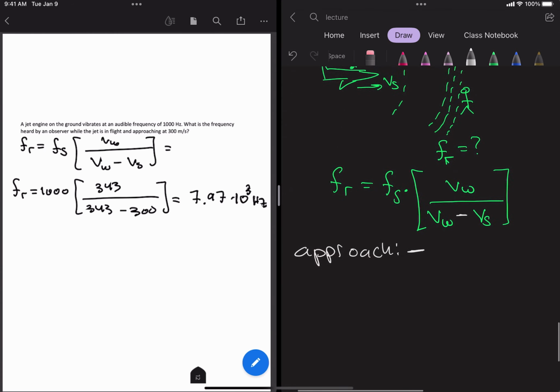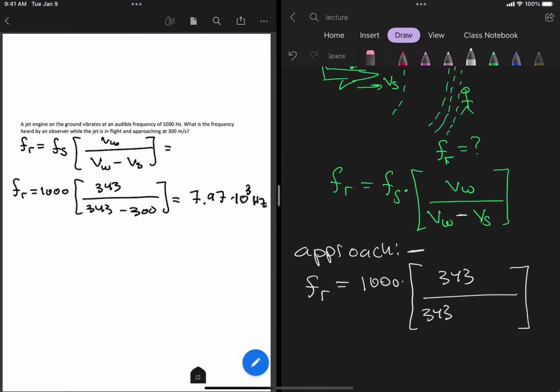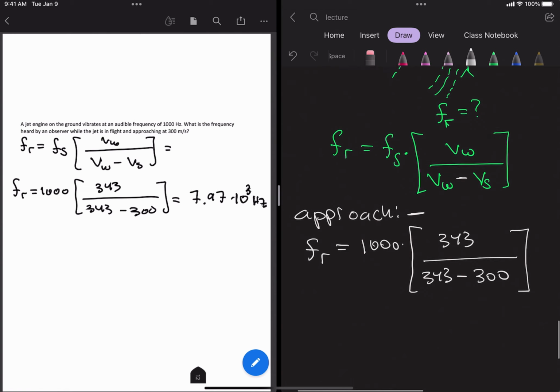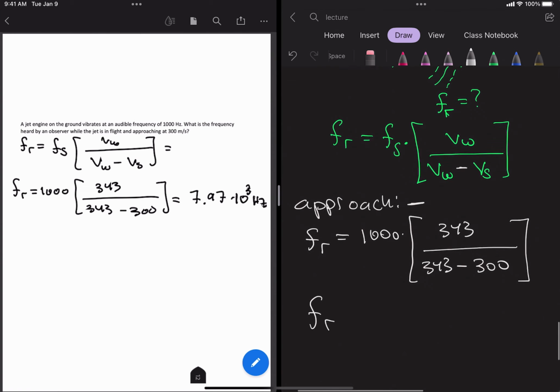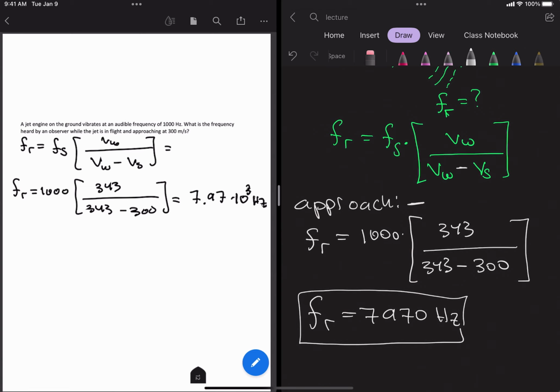And so now we can plug in. The frequency received is going to be the frequency of the source, 1000, multiplied by this factor, which is going to be velocity of sound, 343, divided by velocity of sound, 343, minus the velocity of the jet, which is 300. And so the received frequency is going to be about 7,970 hertz. So it becomes high-pitched as the jet is approaching.